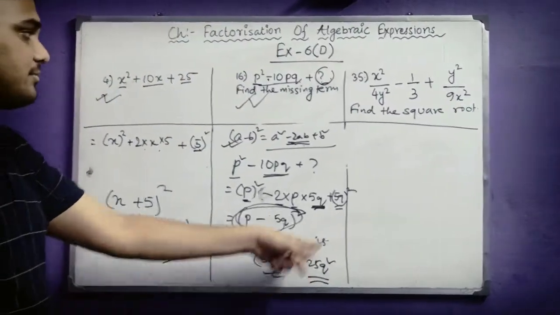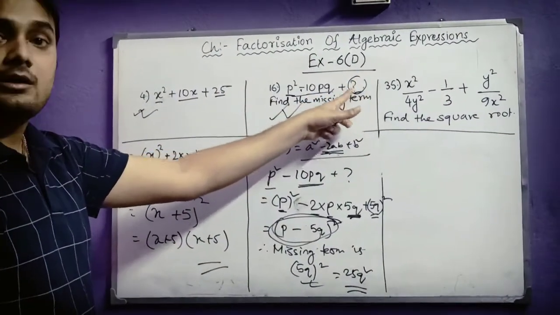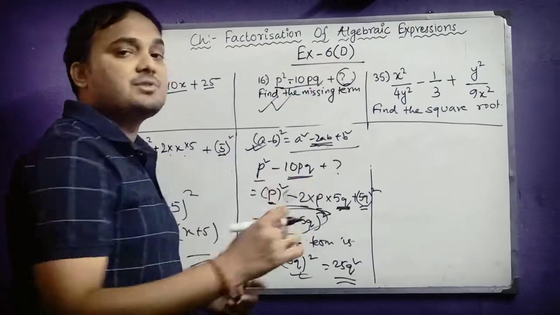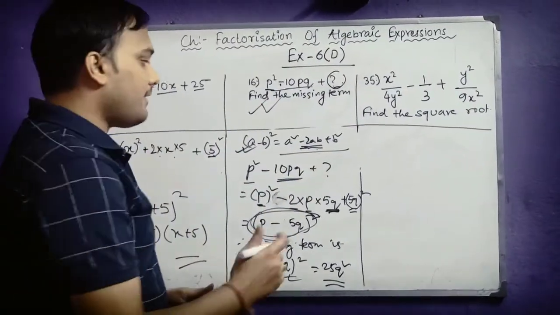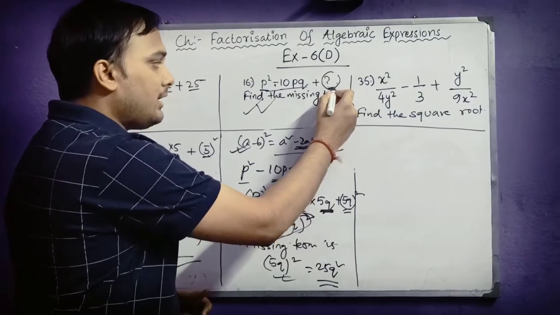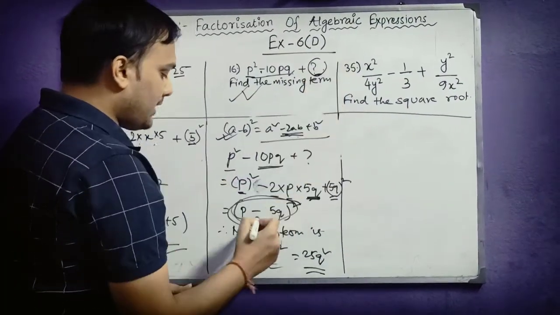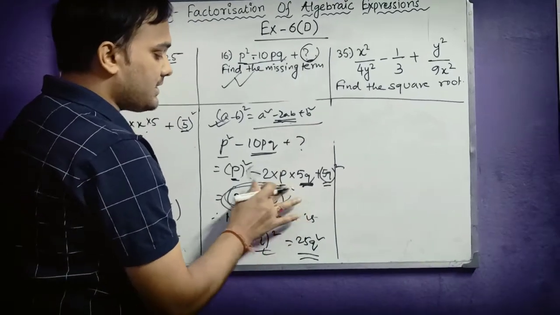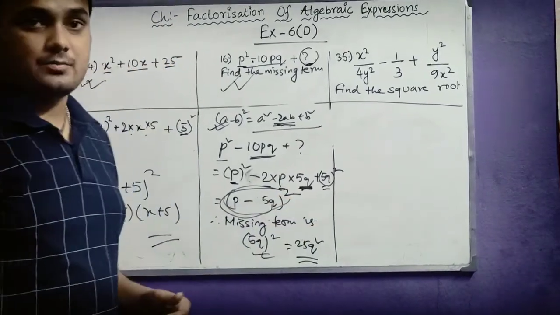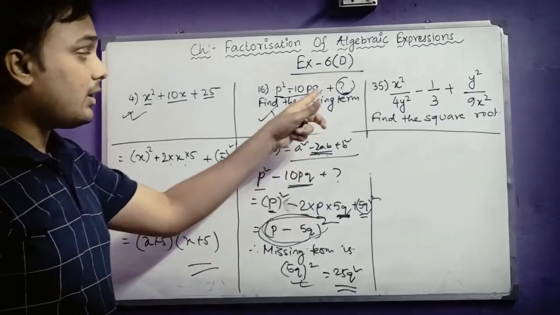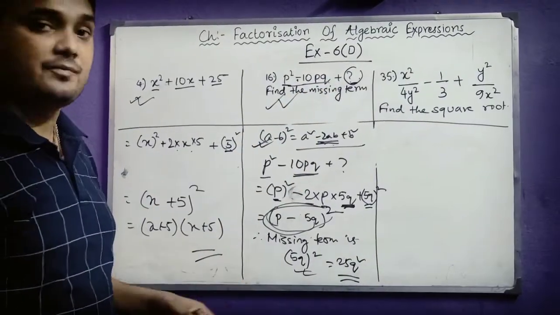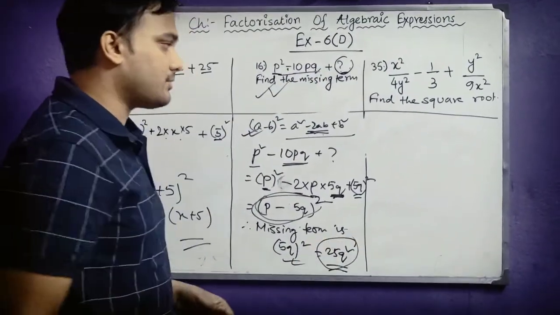So 25q square is a missing term which you need to add here, so that overall it becomes a perfect square. Okay, if I add 5q whole square here, that means 25q square, it will become p minus 5q whole square, which is a perfect square. So this is the question, that what term you have to add there for making it a perfect square, and our answer is 25q square.